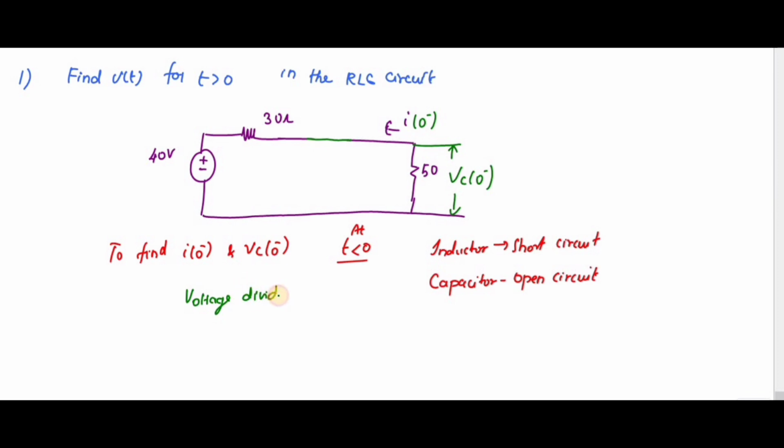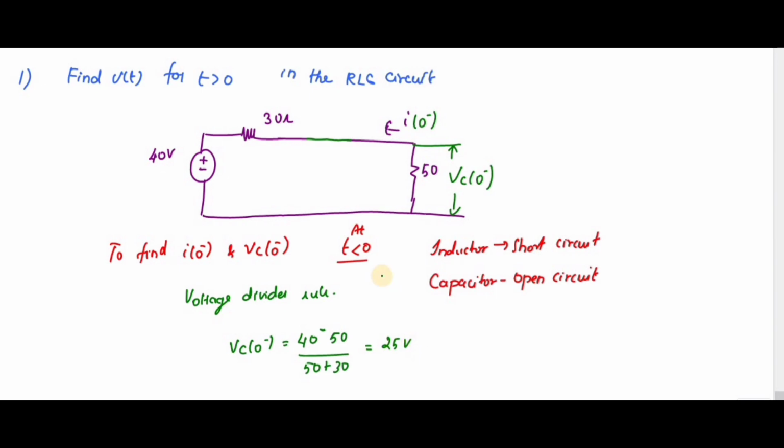What is the voltage divider rule? If two resistors are connected in series, the voltage gets divided. So VC of 0 minus is equal to total voltage 40 into 50 divided by total resistance, that is 50 plus 30, that is 80. So 40 by 80 is half, and 50 by 2 is 25 volts.